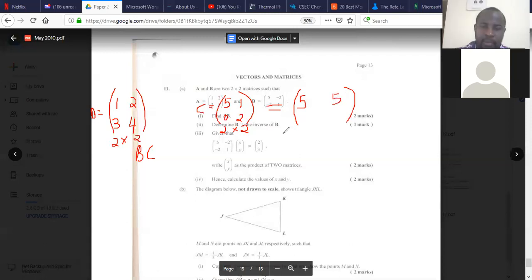Next one. So the next one is going to be 3 times 0? No. 2 times 5? No, you did that already. But 2 can't be 5. Remember, you're matching entries. It's 1 times 5 plus 2 times 0.